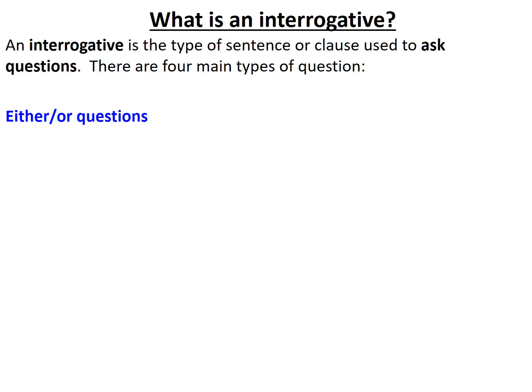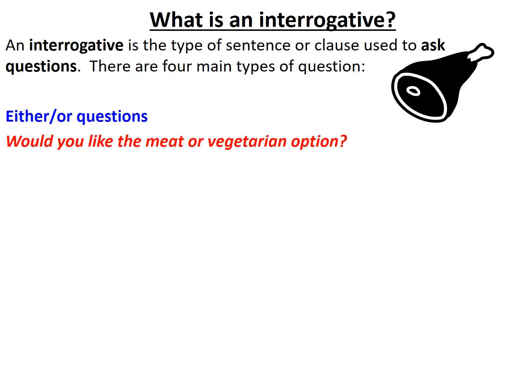The idea is I present just two options, and whoever's reading or whoever's listening chooses either option A or option B. For example, would you like the meat or the vegetarian option? You're either going to choose the meat option or the vegetarian one. It's quite a closed question, therefore. There's only two possible answers.